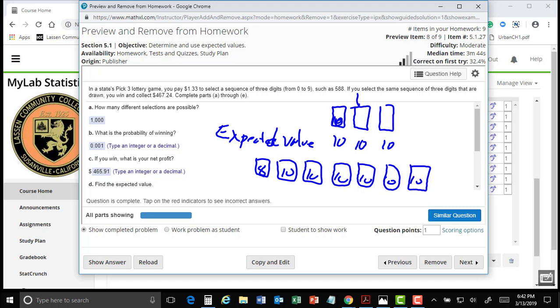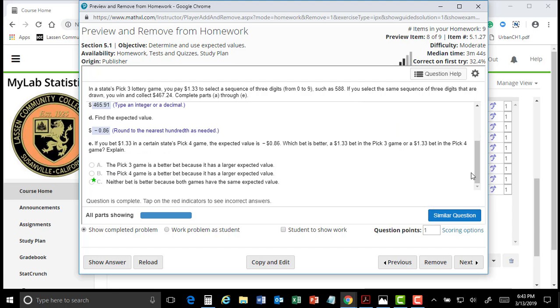What is the probability of winning? 1 out of how many? How many? What is 1 divided by 1,000? Yeah, 0.001. Then it says, find the expected value. How much do you expect to win, given these kind of odds? I'll show you here. If you bet $1.33 on this thing, your expected value is 0.086 of a loss. Which bet is better, $1.33 in Pick 3 or $1.33 in Pick 4? Yeah, they have the same odds of winning.